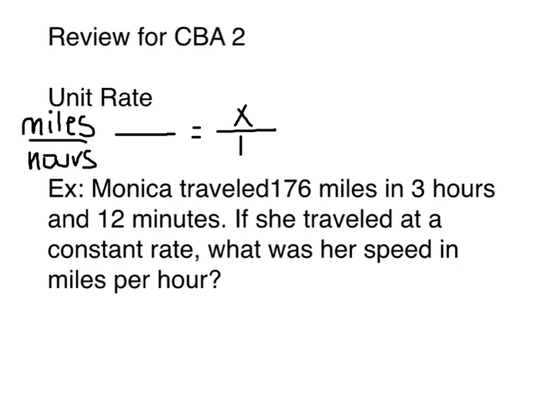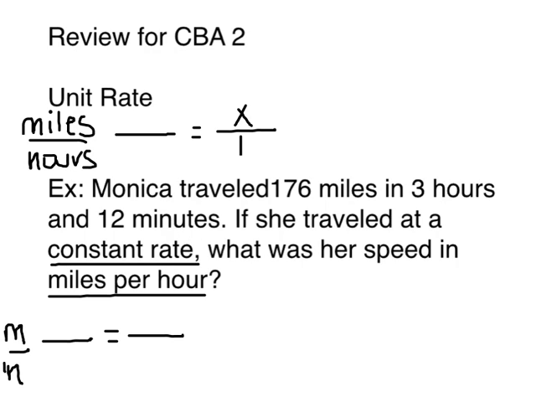On this problem, Monica traveled 176 miles in 3 hours and 12 minutes. If she traveled at a constant rate, what was her speed in miles per hour? Constant rate and miles per hour are what tell us that this is a unit rate problem. So let's set up our proportion. She traveled 176 miles. We're going to do miles over hours. You just have to be consistent. So 176 miles in 3 hours and 12 minutes.